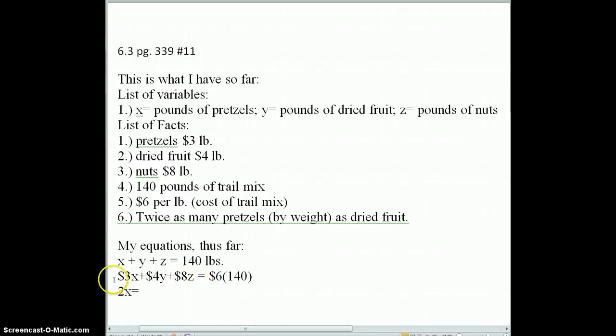But just like on this side, it's the pounds of each ingredient times the price. Over here, it's the total pounds times the price. And down for this one, there are twice as many pretzels as dried fruit. So to get this set up, the pretzels and dried fruit is what we're going to have in the equation, just the x and the y. But the number of pretzels, the x, should be 2 times as big as the dried fruit, the y. So you're actually going to have x equals 2y.